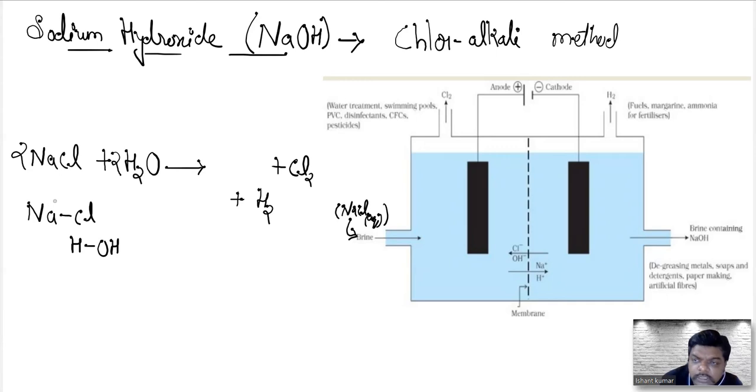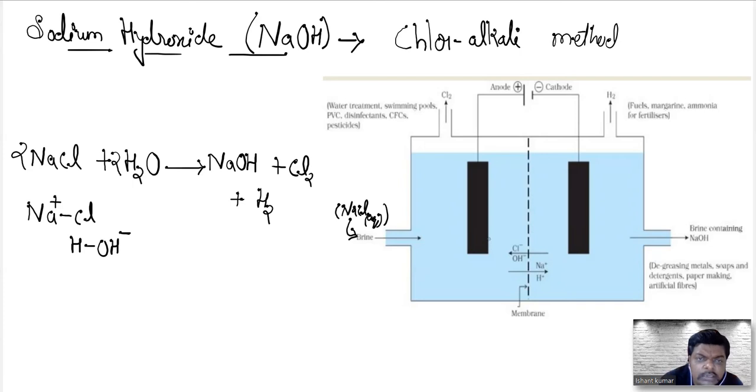So what is left here? Na plus and OH minus are left. Both of these positive and negative ions combine with each other to form NaOH, sodium hydroxide. A thin membrane is used here, which prevents the mixing back of chlorine with sodium. The Na ions get attracted towards the cathode rod, while the chloride ions produced in the brine get attracted towards the anode.